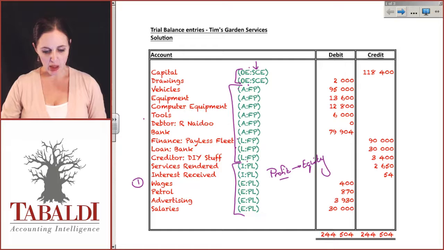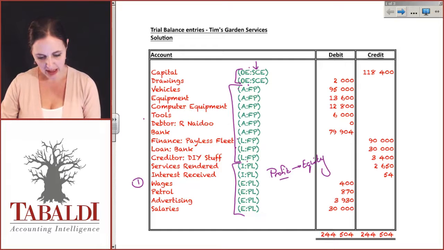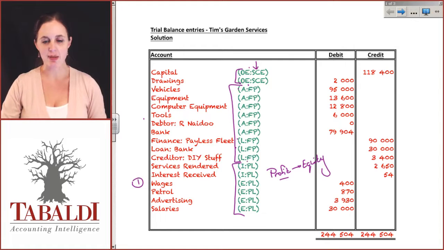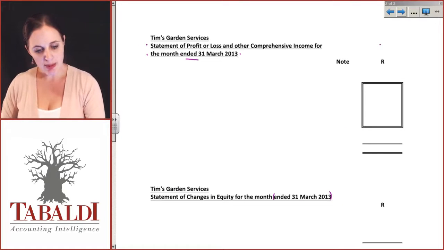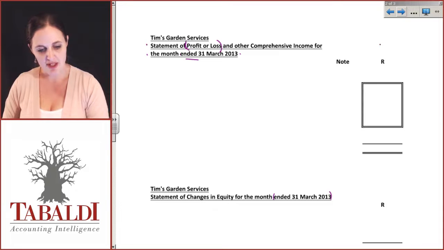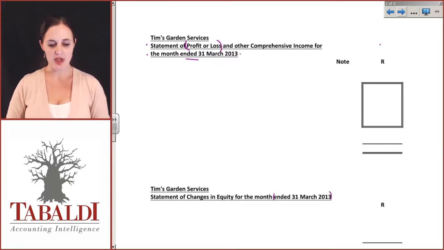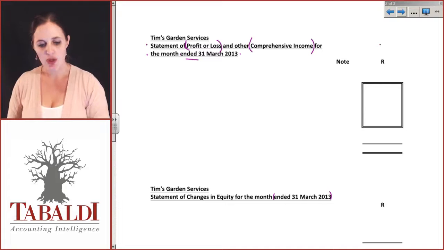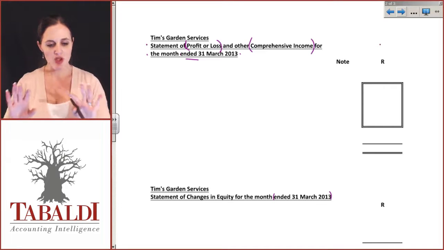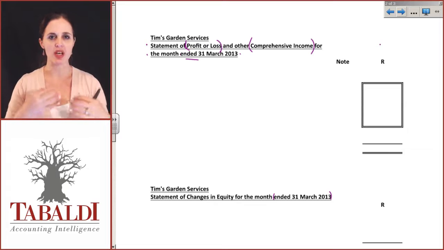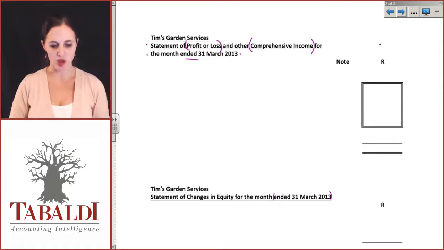So what we need to do now is take all of our items, our income and our expenses, and we plug them into our statement of profit or loss and other income. Keep in mind, again, we've spoken before about the difference between revenue items and your other income. We separate your revenue items from your other gains or your other income based on what it is the company does, where their core revenue comes from.